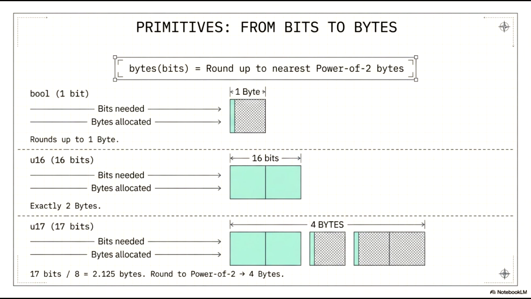Next, we have a U16 integer. This type requires exactly 16 bits, which translates to 2 bytes. Since 2 is already a power of 2, the allocation remains exactly 2 bytes. Finally, let's look at a U17 integer. 17 bits equates to 2.125 bytes. Because this exceeds 2 bytes and our rule requires rounding up to the nearest power of 2, the system allocates 4 bytes of memory for the 17-bit value. This ensures that memory alignment adheres strictly to power of 2 boundaries.